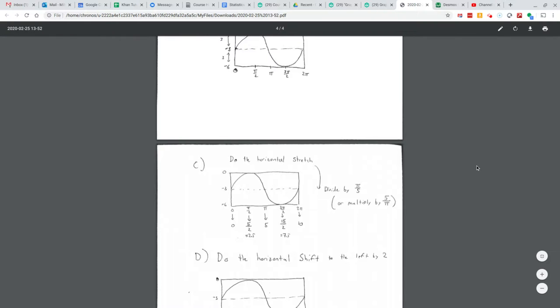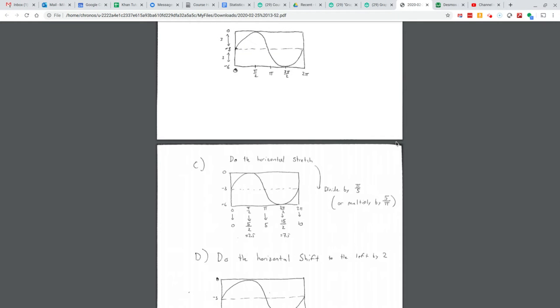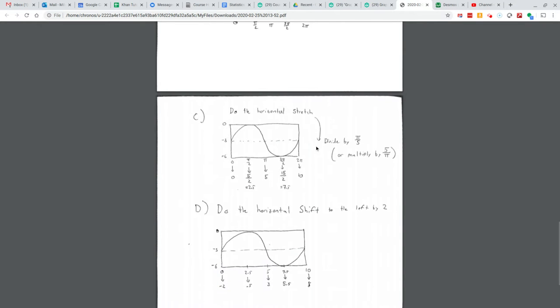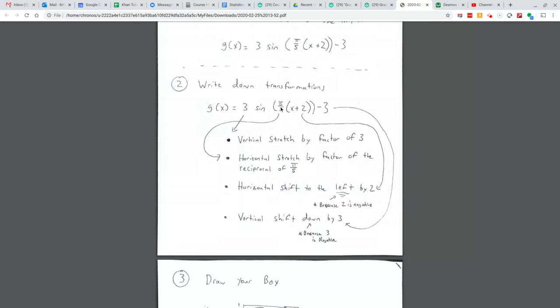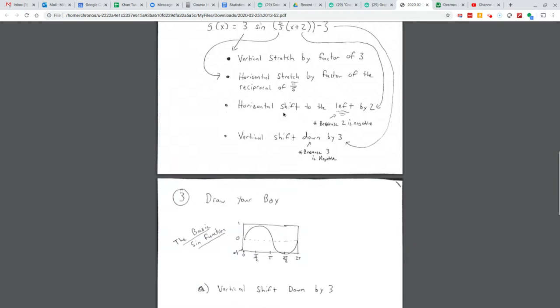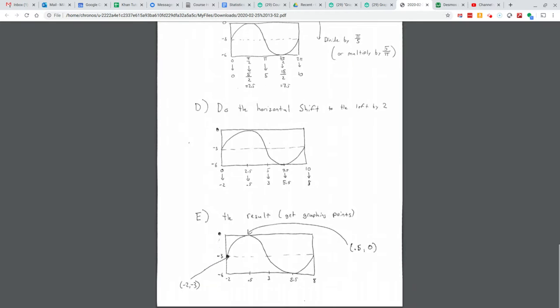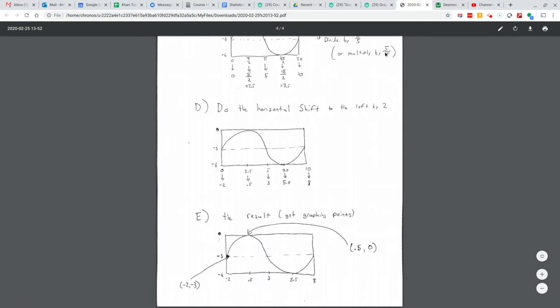So this is either the second video or I've merged the two videos together. But we're here on part C, and we're just doing the horizontal stretch. As I was saying at the end of the last video, all I do is multiply the different normal values here by the reciprocal of whatever's in front of these parentheses on the inside of the function, pi over 5. So I can either think of it as dividing by pi over 5 or multiplying by 5 over pi. And so I get these numbers now: 0, 5 over 2, 5, 15 over 2, and 10.